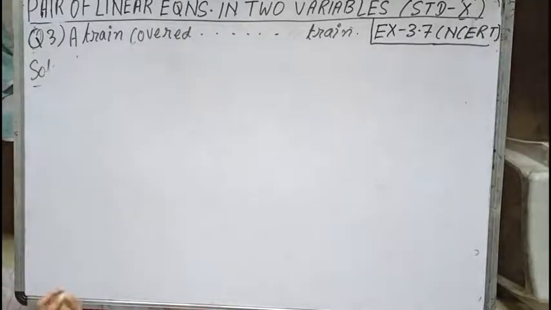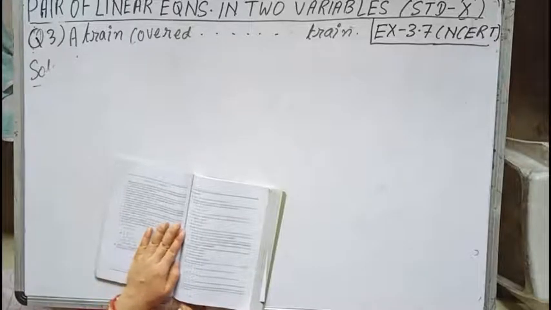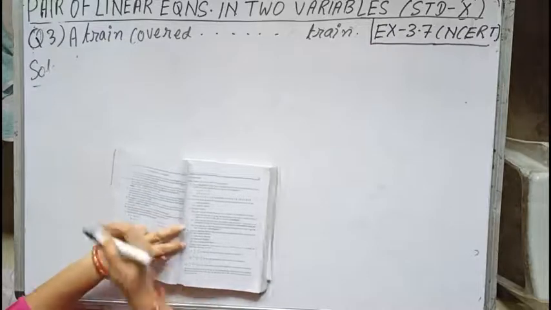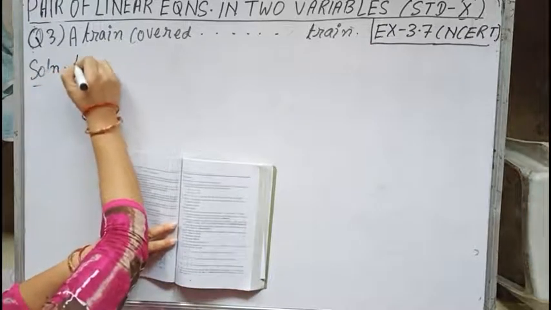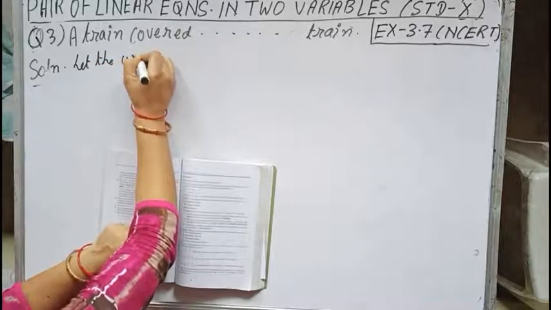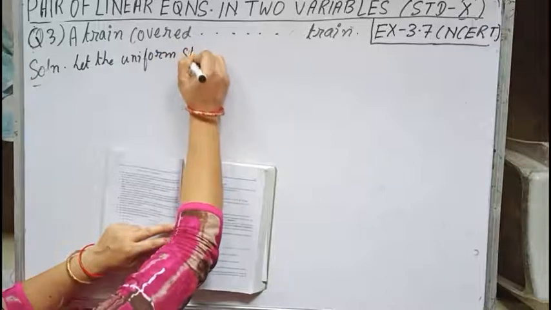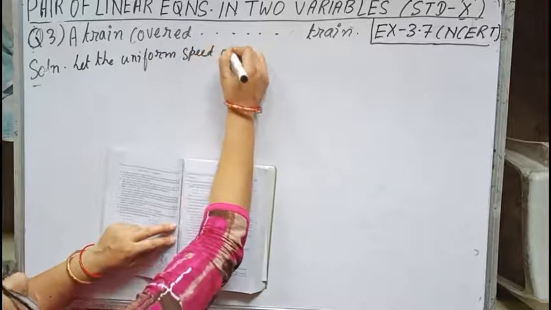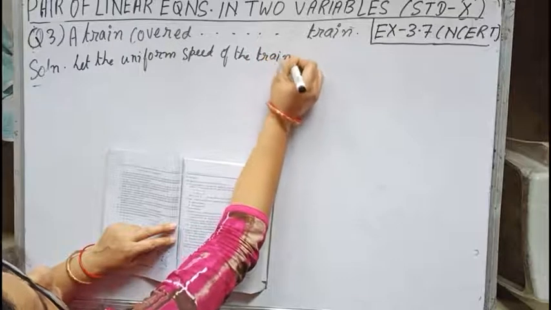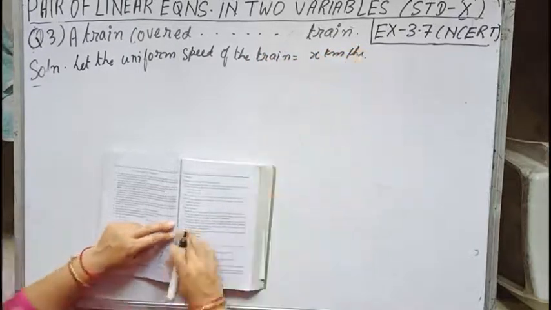Now let us move to question number 3. Question number 3, let us first read. A train covered a certain distance at a uniform speed. So let us first write: let the uniform speed of the train equal x kilometer per hour.